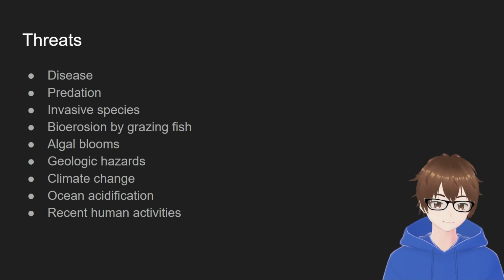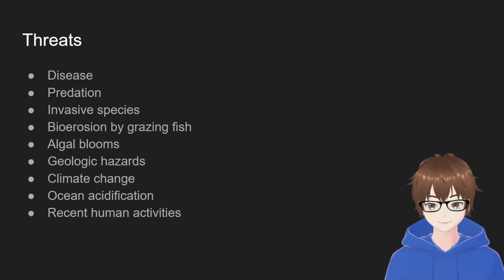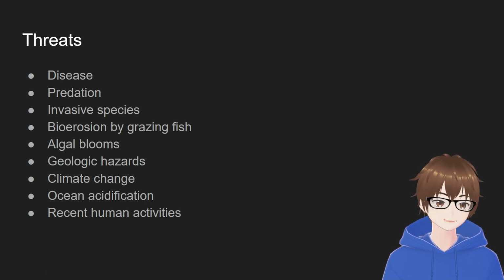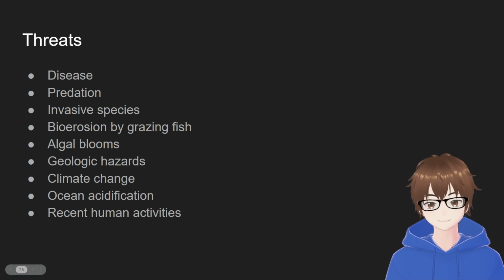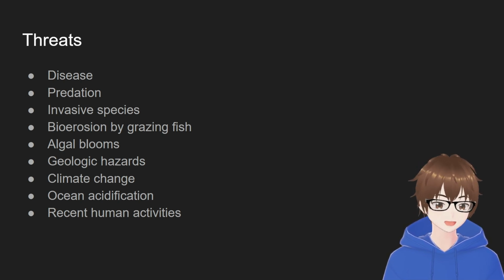which is yellow band disease. There's also predation, which could be parrotfish eating them. Invasive species, which could come in and either eat or destroy the coral. Bioerosion by grazing fish, kind of like the parrotfish again. Algae blooms, which could cause coral to die. Geologic hazards, and climate change, which is causing coral bleaching. Ocean acidification, which is also caused by all the CO2 entering the ocean. Then recent human activities, which is one of the main reasons.